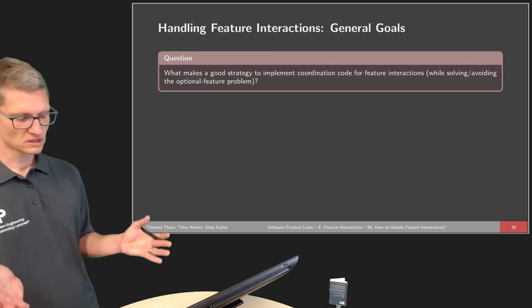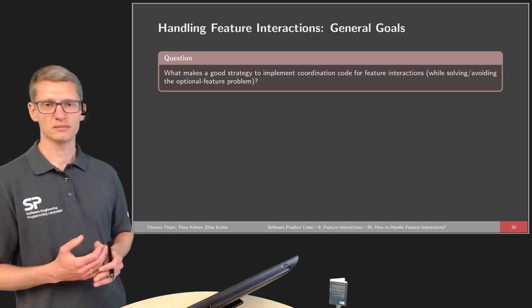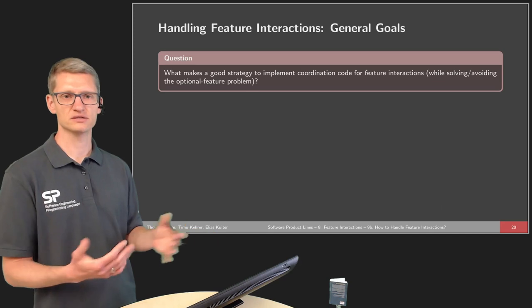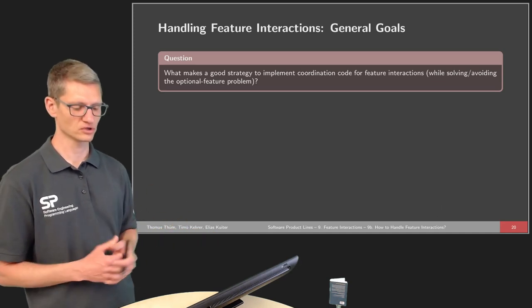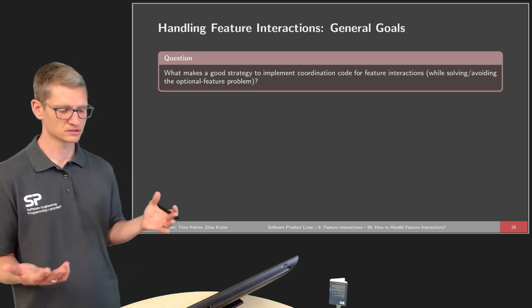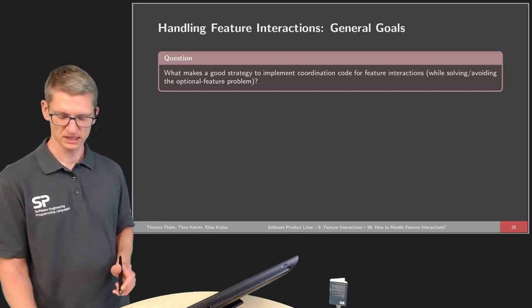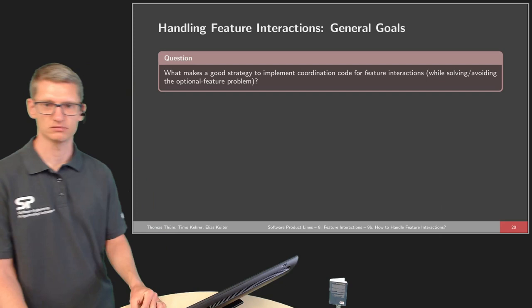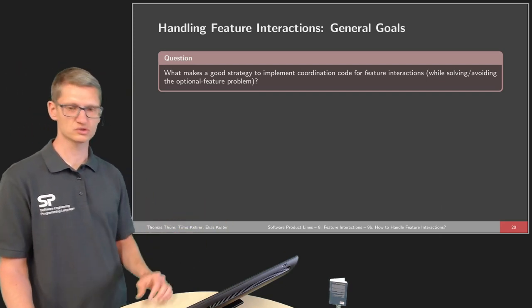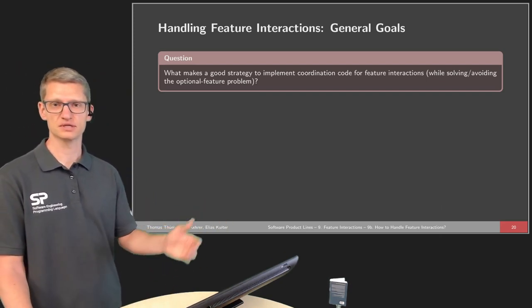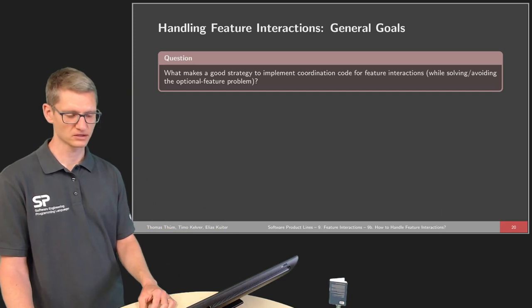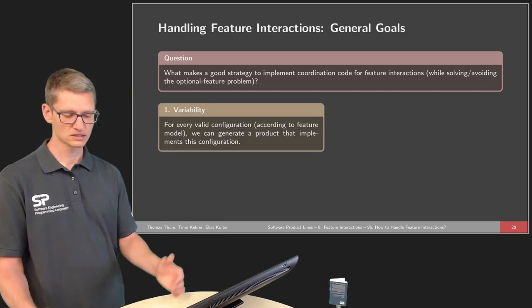So the question is, what makes a good strategy to implement the coordination code to realize the feature interaction, to resolve the optional feature problem, to implement it in a way that is desired? And there are multiple properties that we will also use as a guidance through this part of the lecture. And one is variability.